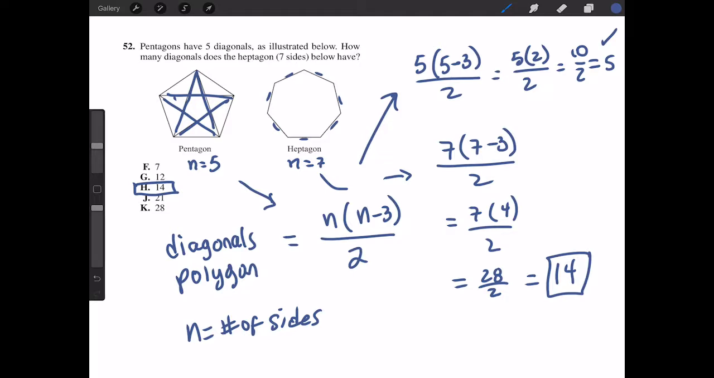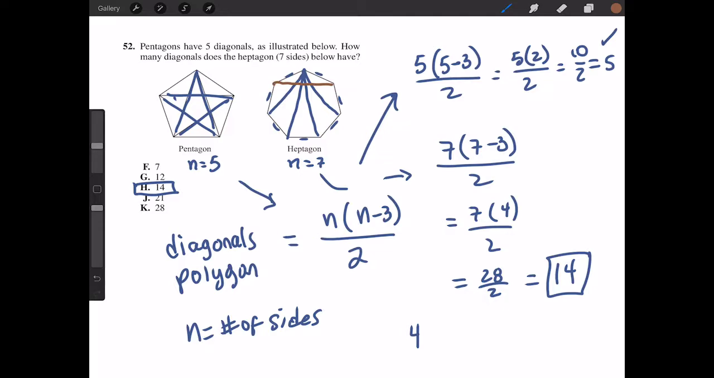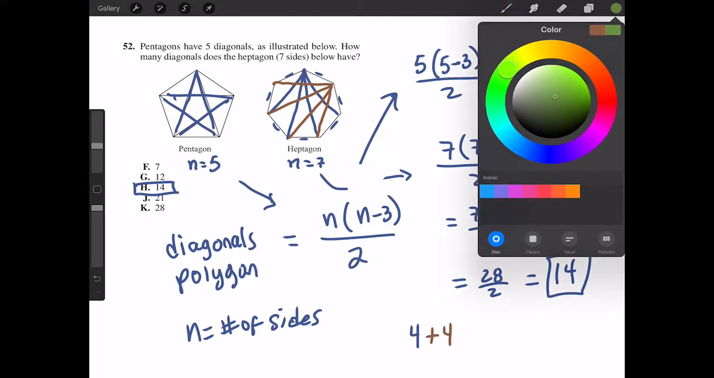Now, if you don't know the formula, what you would need to do is, and let's use some coloring here, start with, say, this vertex right here. So let's do all diagonals from that point. 1, 2, 3, 4. So we have 4 so far. Then we could change the color here. So let's do from this point now. 5, 6, 7, 8. I'm sorry about that. So it's plus 4.